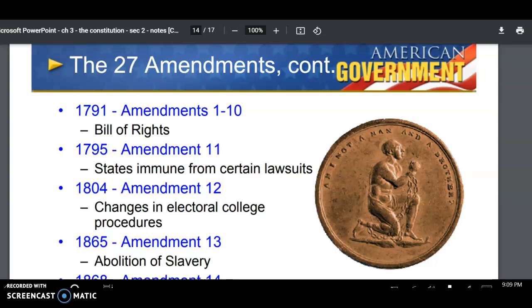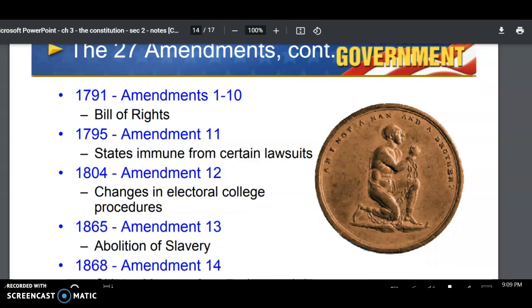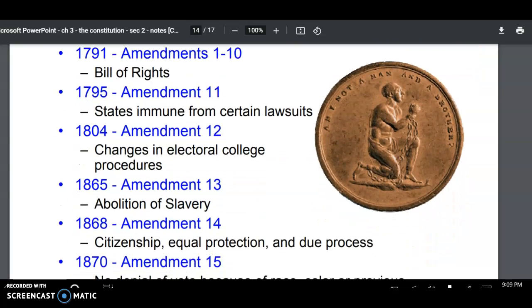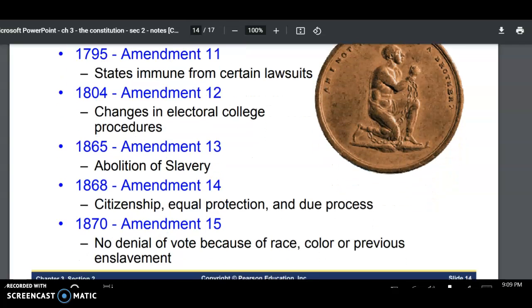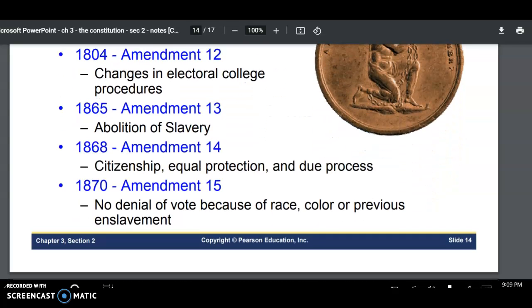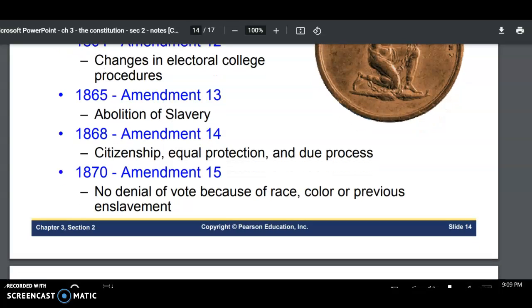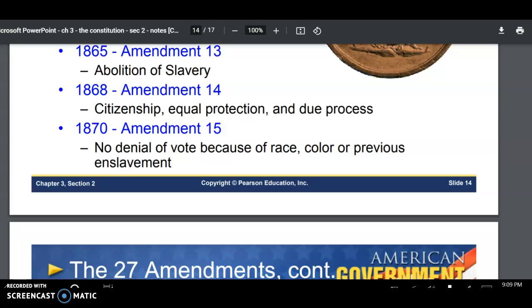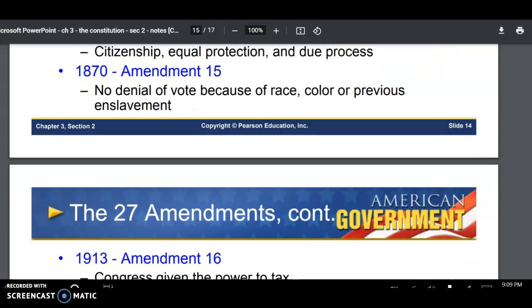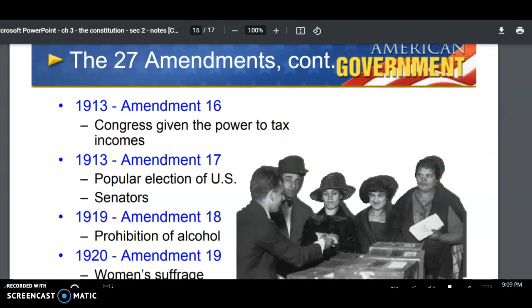We're not going to write all the amendments down. But these are the 27 amendments. So remember I said the Bill of Rights are the first 10, 1 through 10. And then it goes on to tell you what every amendment was. So you'll just really want to know the major ones, like the 13th one we just wrote about, which abolished slavery. The 15th Amendment gave African Americans the right to vote. We just talked about that one.